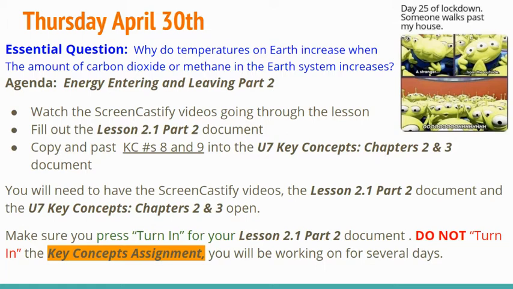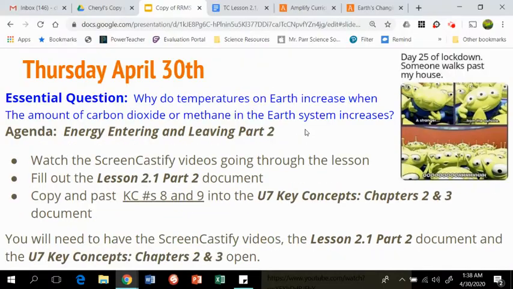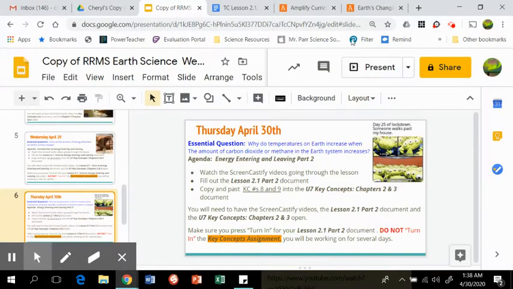The meme of the day, day 25 of lockdown, somebody walks past my house. This is a scene from Toy Story. A stranger from the outside. Ooh, whoa. We're kind of feeling that way at this point of the shutdown, or at least I know I am.